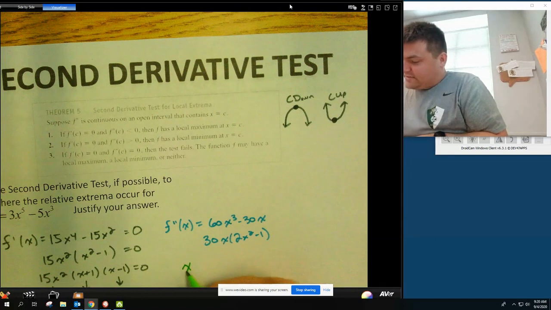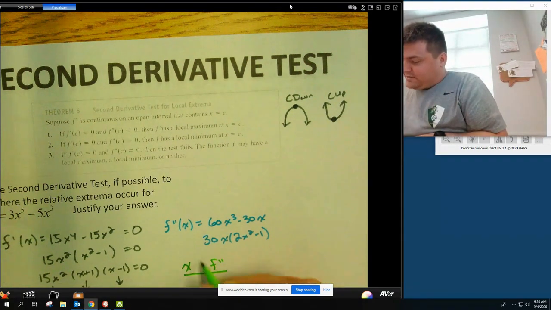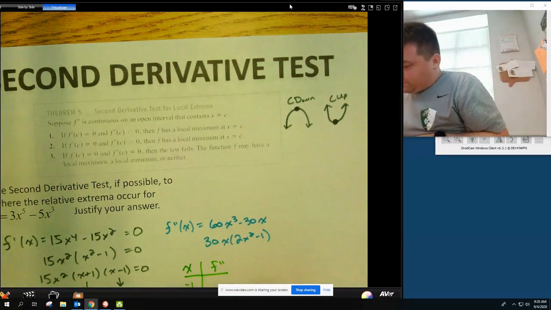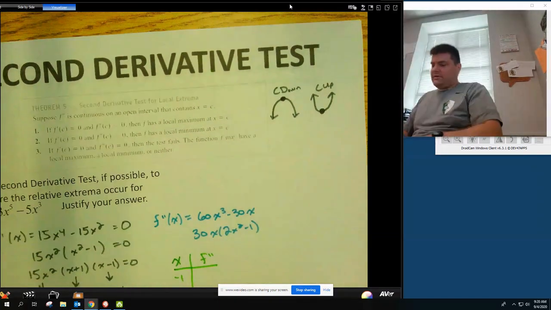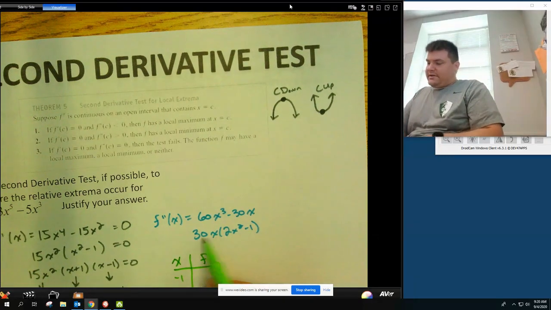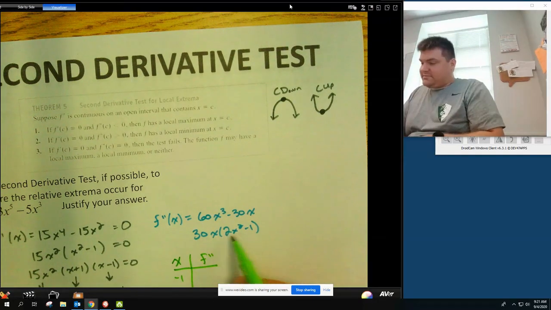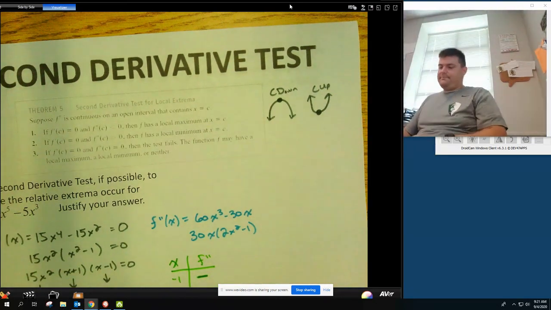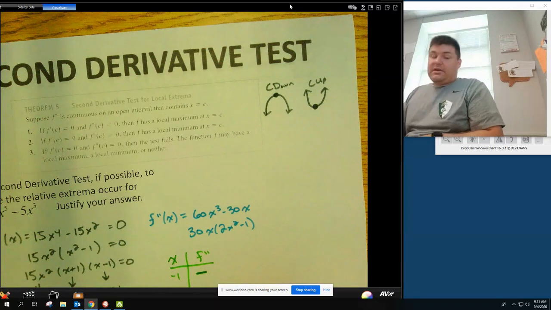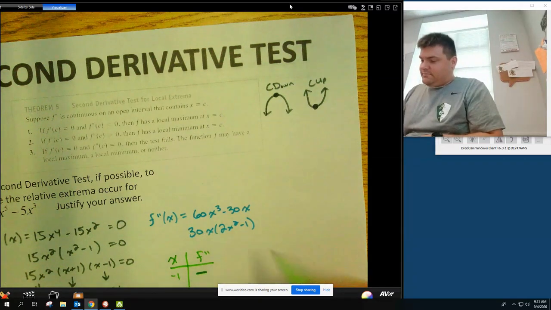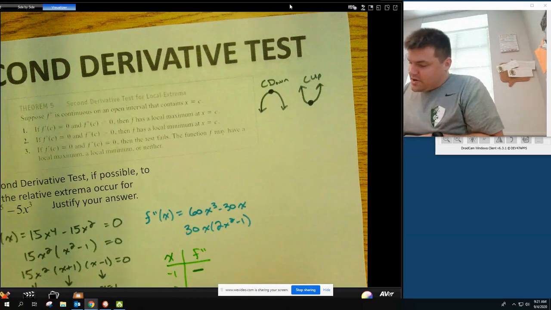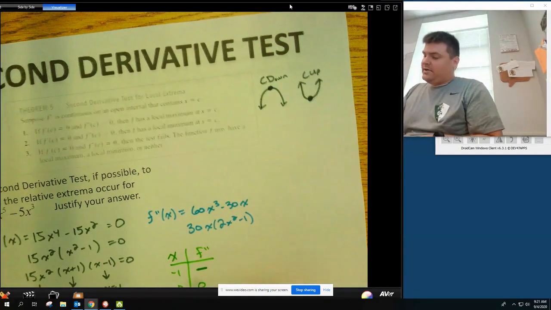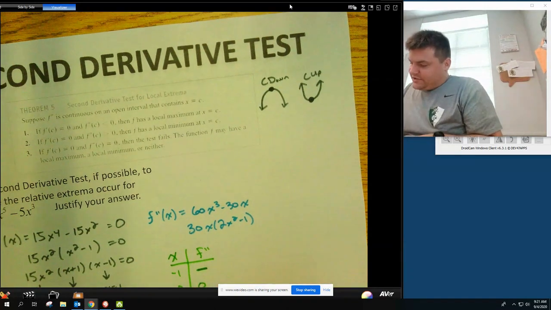So I'm going to take my x value and plug it into my second derivative. I don't care if it's positive, negative, or 0. Let's go in numerical order. If I plug in a -1, I'm going to get negative times positive, so the second derivative is negative, concave down. Plug in a 0, you get 0 times anything, which is 0. Well, not really helpful. Plug in a 1, you get positive times positive, which is positive.